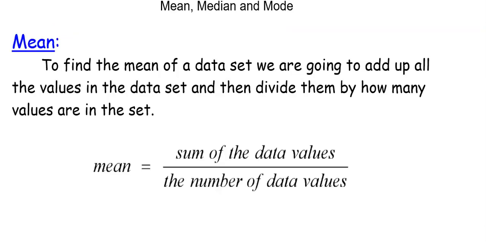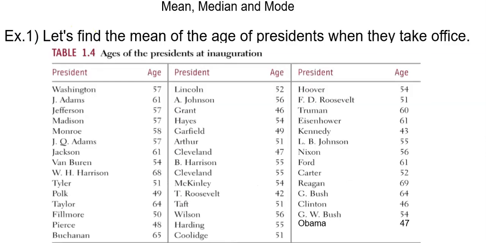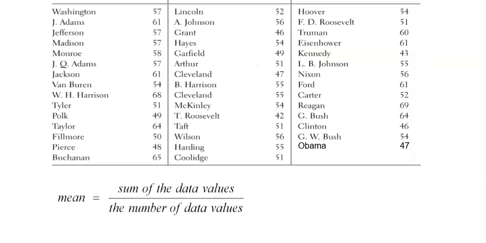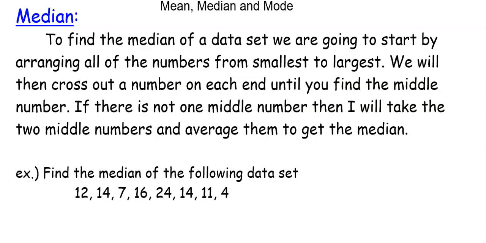So to find the mean, you've been doing this for years. All you do is add up all the data and divide it by how many you have. Okay, so let's find the mean age of presidents. Basically all you're going to do is add up all these numbers, and then divide by the number of presidents.